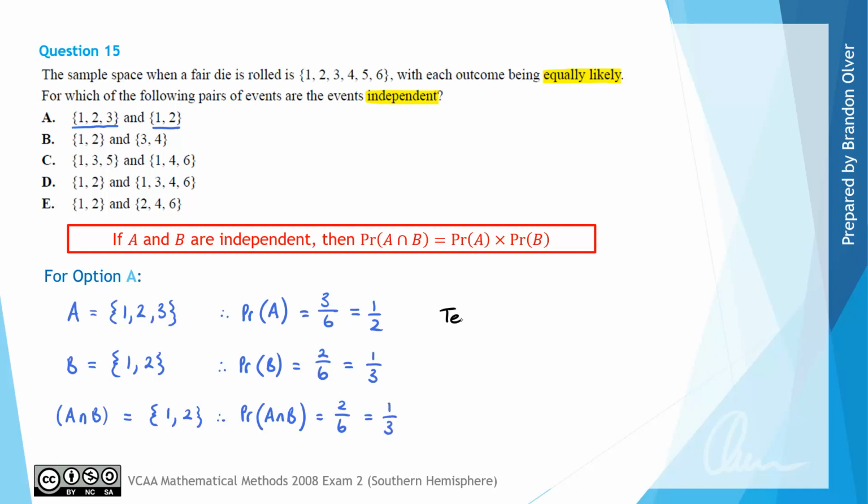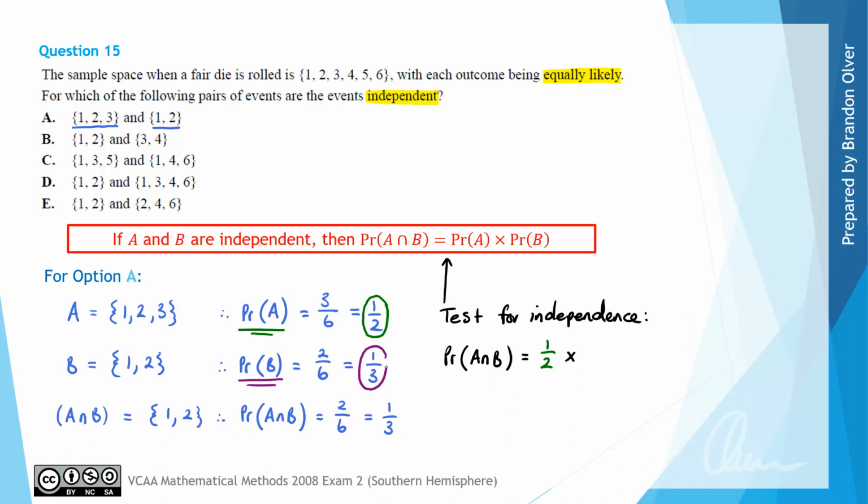So next we perform the test for independence. And that test is just checking if the probability of A intersecting B does in fact equal the product of the probabilities of A and B. So we're going to do the probability that A intersecting B is equal to, and first up we'll take the probability of A, which is 1/2. So we'll do 1/2, and then that is multiplied by the probability of B, which is 1/3, and we're going to evaluate that, and that is equal to 1/6.